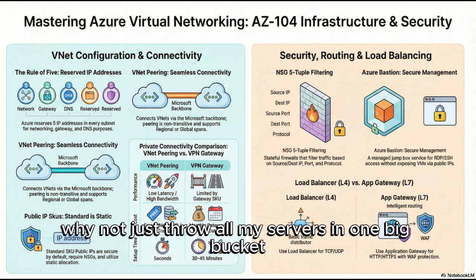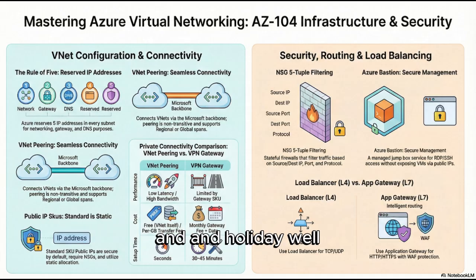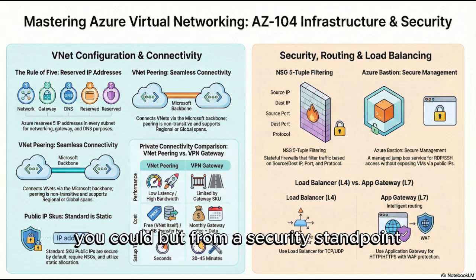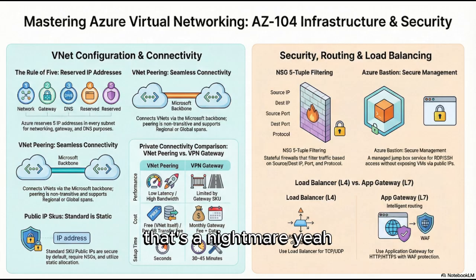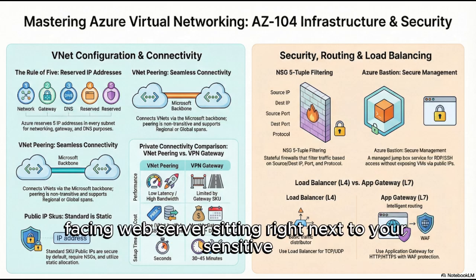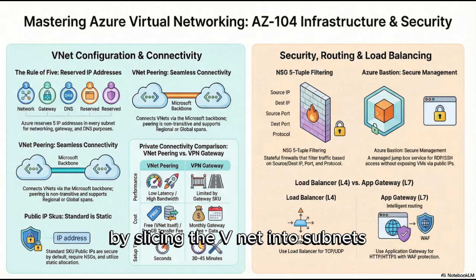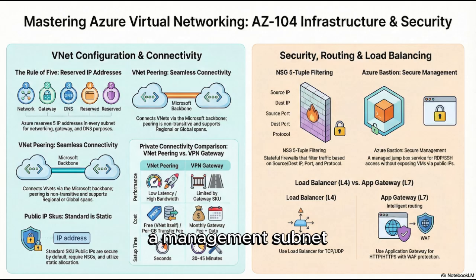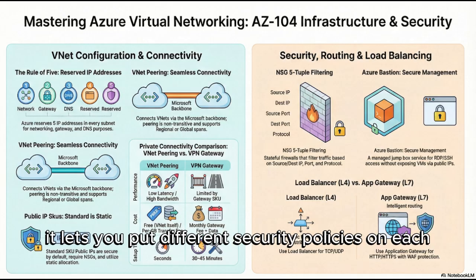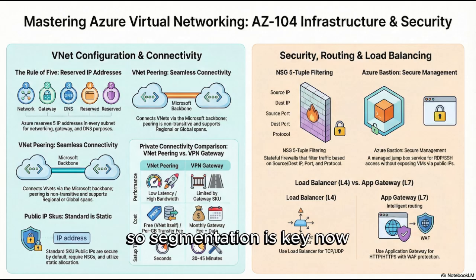Why slice it? Why not just throw all my servers in one big bucket and call it a day? Well, you could, but from a security standpoint, that's a nightmare. You don't want your public-facing web server sitting right next to your sensitive HR database with zero barriers between them. By slicing the VNet into subnets, you create these internal zones: a web subnet, a database subnet, a management subnet. It lets you put different security policies on each slice. Okay, so segmentation is key.